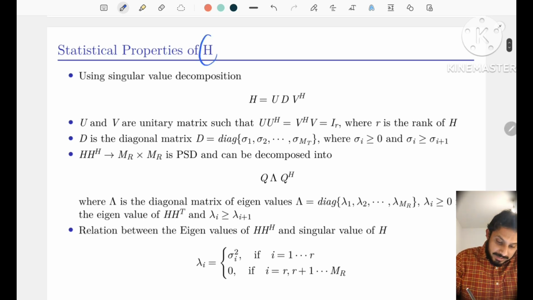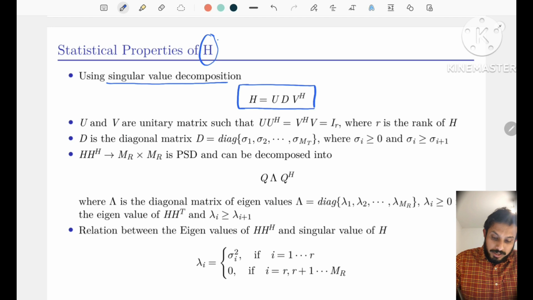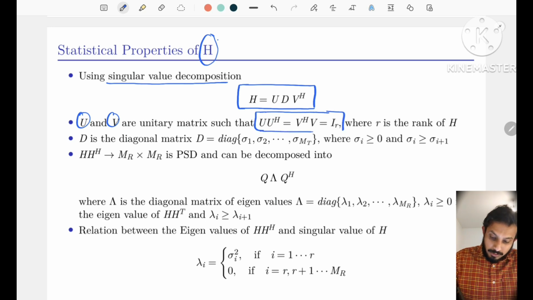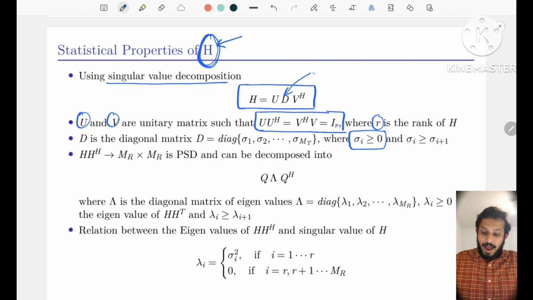Now the matrix H can be decomposed using the singular value decomposition, which is given in this way. H is U D V Hermitian, where U and V are unitary matrices that follow this, where U Hermitian U is equal to V Hermitian V is equal to I_R, and R indicates the rank of H. And D is a diagonal matrix that contains the singular values of matrix H. These singular values are always greater than or equal to 0, and they are arranged in decreasing order.